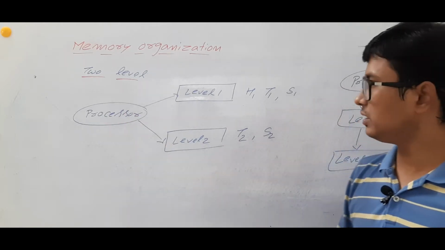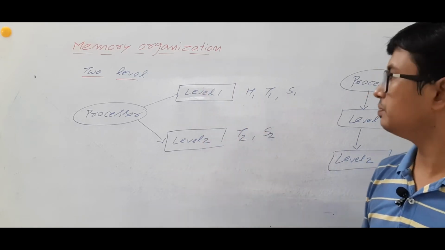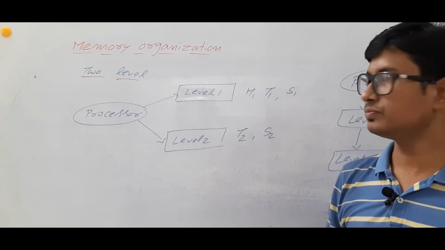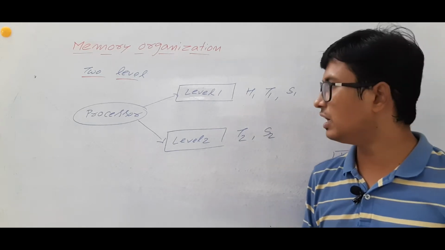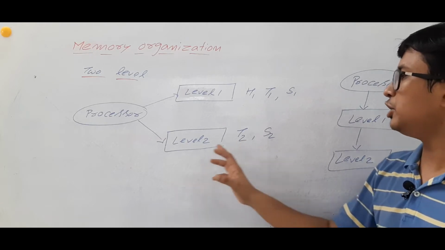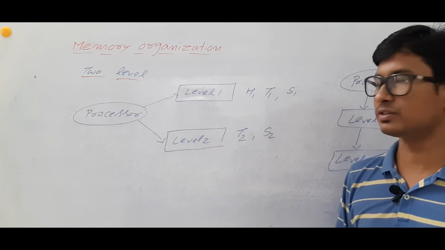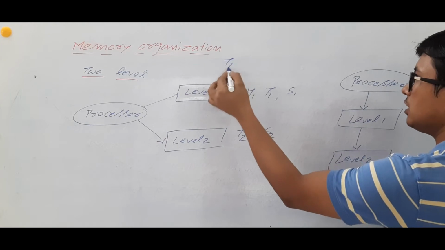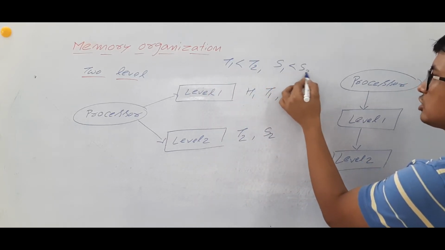We have a processor and we have two levels of memory, level 1 and level 2. Now H1 denotes the level 1 hit ratio, and T1 is the time for accessing any information in level 1 memory, and S1 is the size of the level 1 memory, and T2 is the time for accessing in level 2, and S2 is the size of this one. And please note down or assume that T1 is less than T2 and S1 is less than S2.